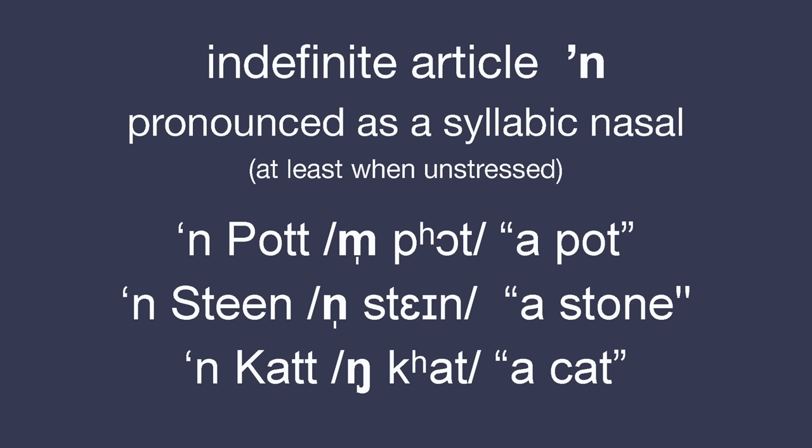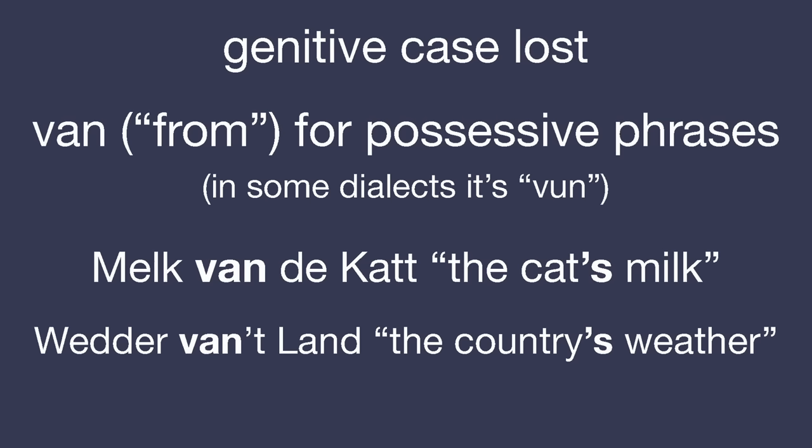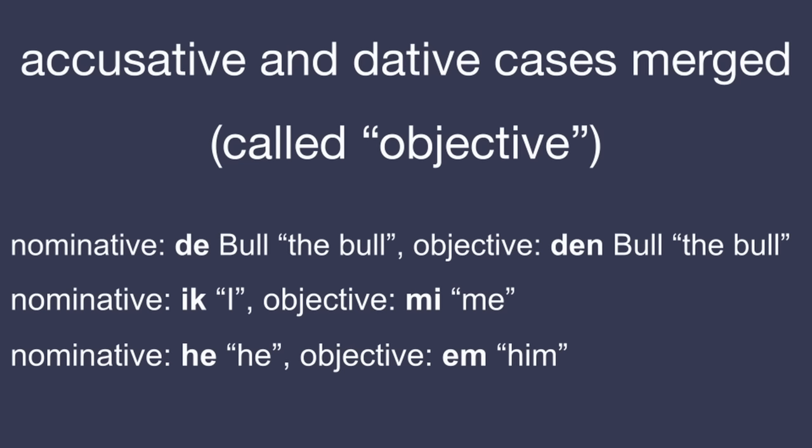The indefinite article is pronounced as a syllabic nasal, n. The language lost the genitive case, using the preposition van, meaning from, instead to form possessive phrases, and the accusative and dative cases also merged with each other, leaving a 2-case system.